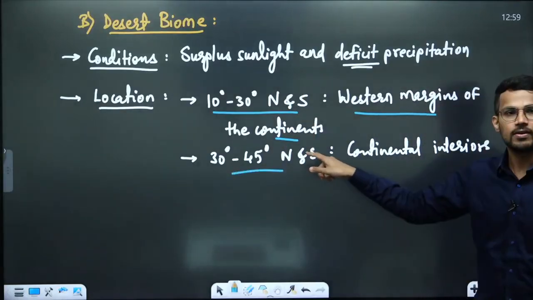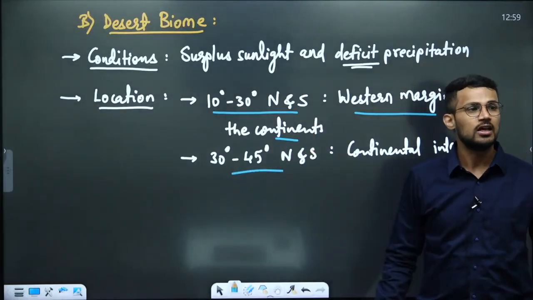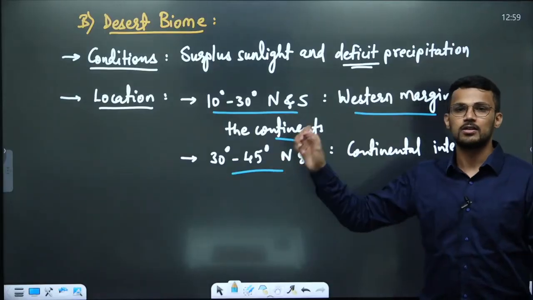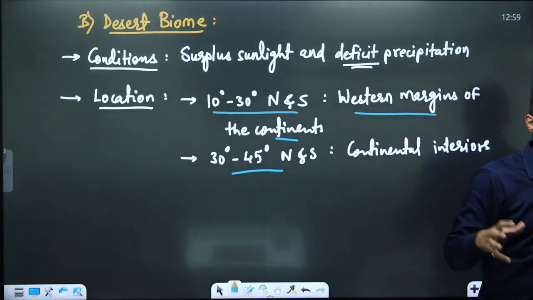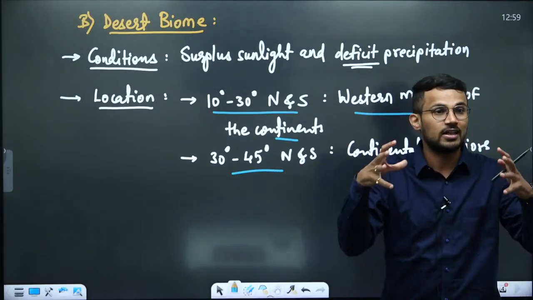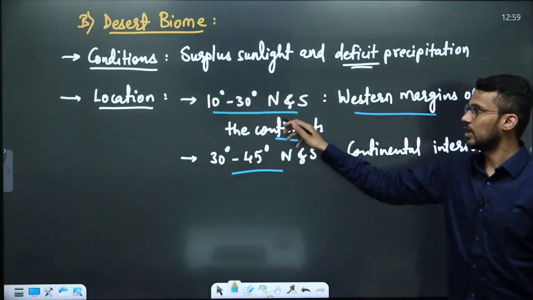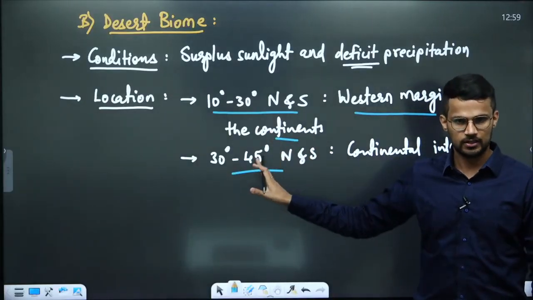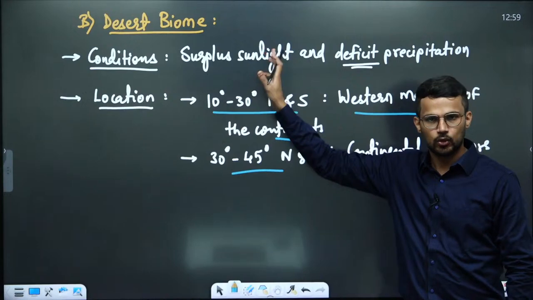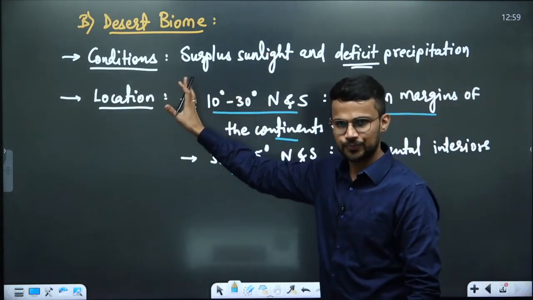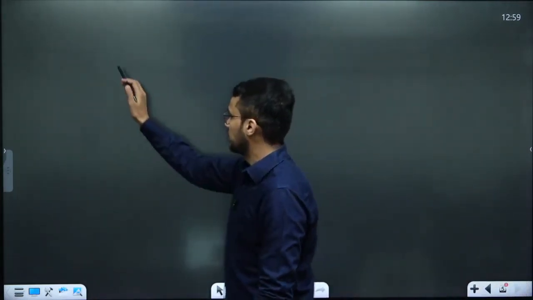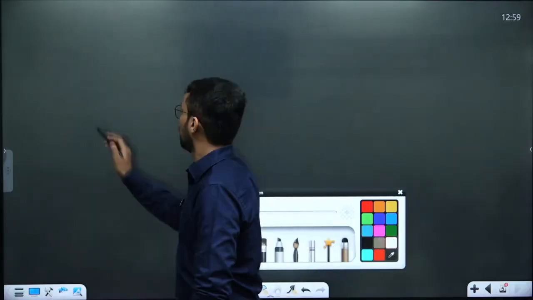And why we have desert in this particular location? In this particular location we have desert because of the continentality, right? Continental location है, बहुत ज़्यादा interior location है, and that's why we have presence of desert in this particular area. ठीक है? So that is what is the location for desert. Clear? Next, features.